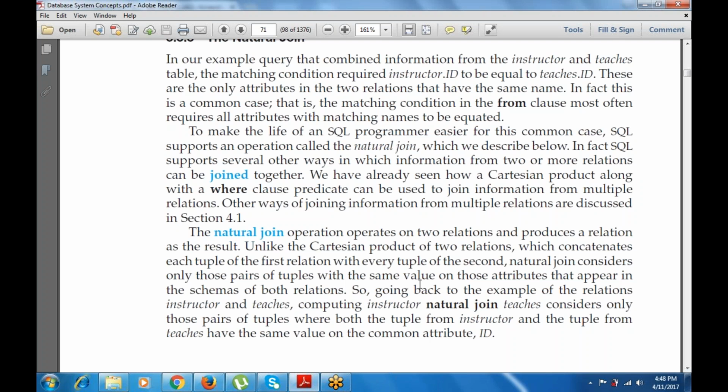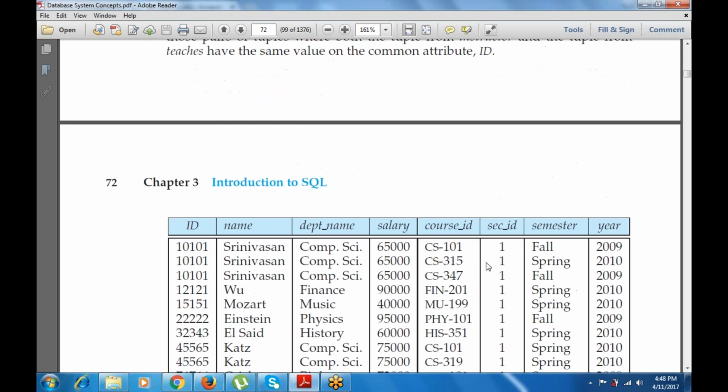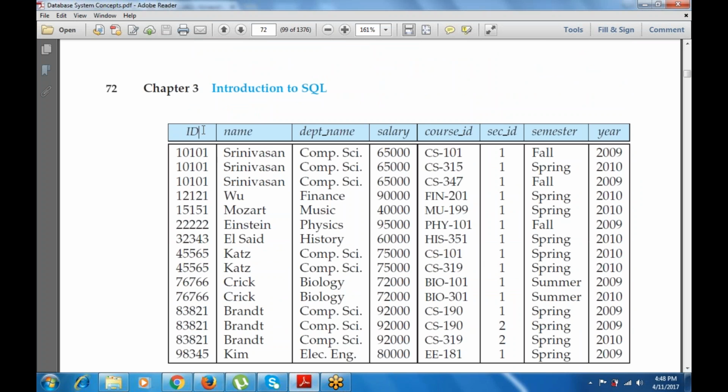So we are going back to the example of the relations instructor and teaches. Computing instructor natural join teaches, we consider only those pairs of tuples where both the tuple from instructor and the tuple from teaches have the same value on the common attribute, that is the ID. This is the ID, then there is the name, department name, salary, course ID, section ID, semester and year.